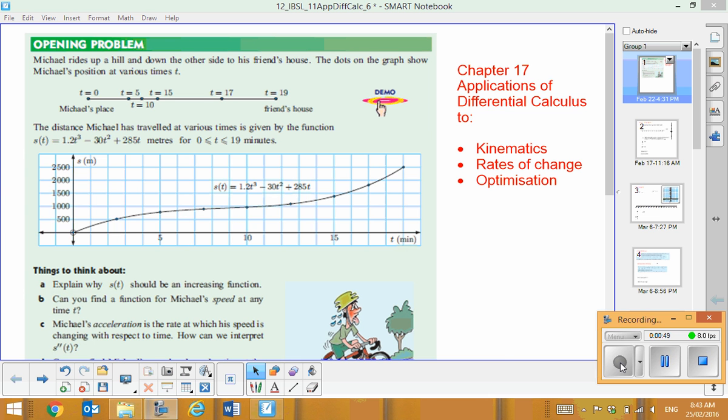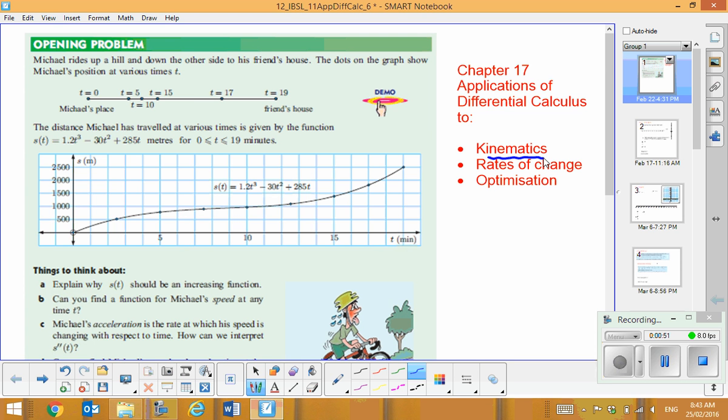All right, so kinematics is just the fancy word for saying we're talking about things moving. We're looking at rates of change, and we're looking at optimisation. So those are the main areas we're looking at today. All right, so your opening problem.